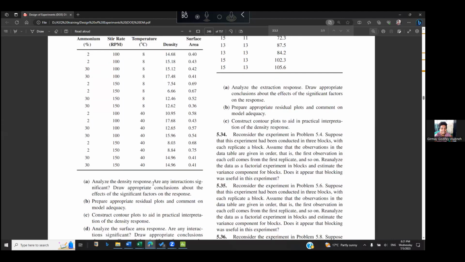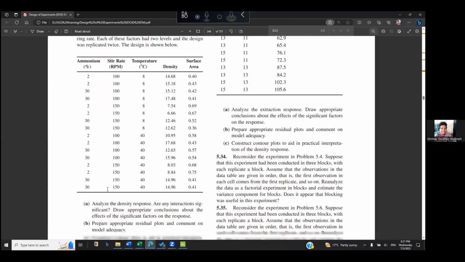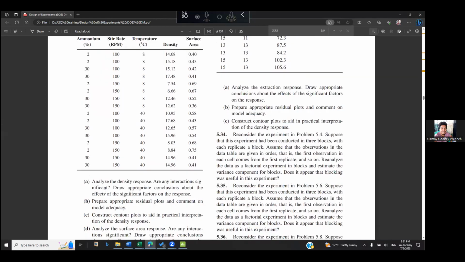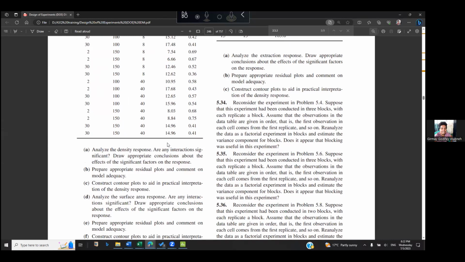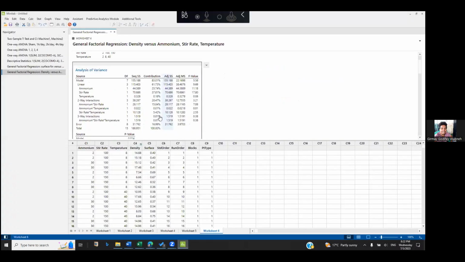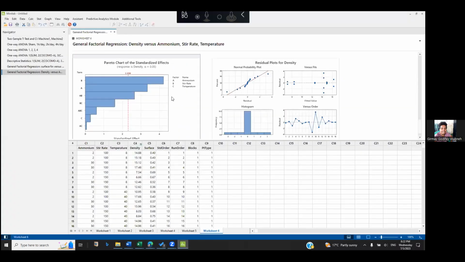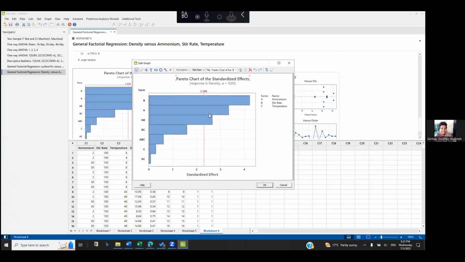Analyze the density response: are any interactions significant? Yes, the interaction effect of ammonium and stirring rate is significant. Our conclusion is that ammonium and stirring rate have a significant effect on density. B, prepare an appropriate residual plot to see the Pareto effect.